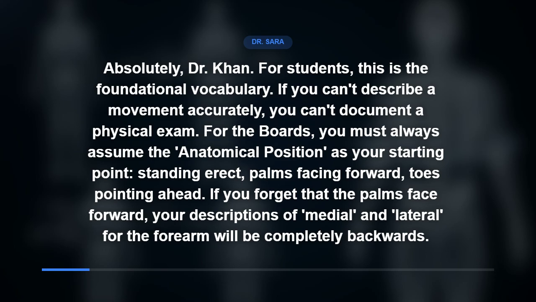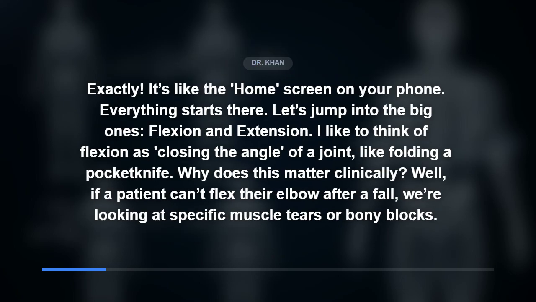For the boards, you must always assume the anatomical position as your starting point, standing erect, palms facing forward, toes pointing ahead. If you forget that the palms face forward, your descriptions of medial and lateral for the forearm will be completely backwards. Exactly. It's like the home screen on your phone. Everything starts there. Let's jump into the big ones, flexion and extension.